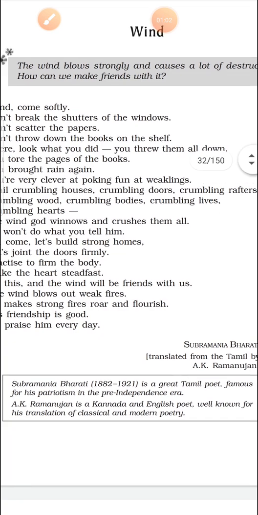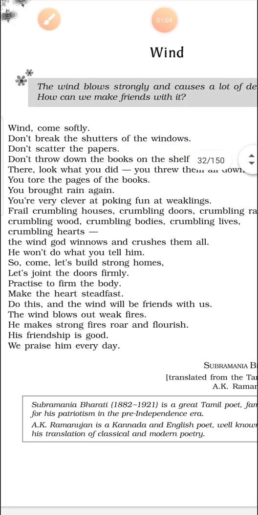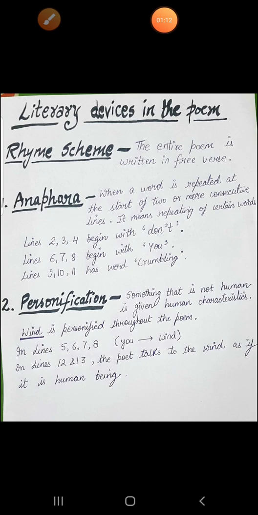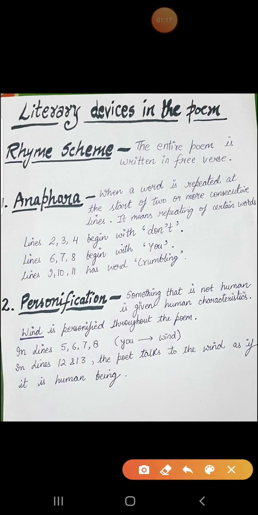Now, before starting this poem, I want you all to know the rhyme scheme and literary devices that is used here in this poem. Now, see here, literary devices and rhyme scheme. The rhyme scheme is that the entire poem is in free verse. It is written in free verse. Alright. Then see the first literary device, that is anaphora.